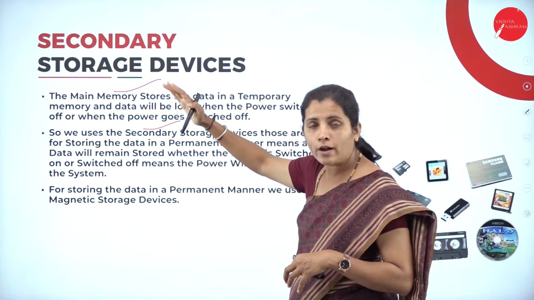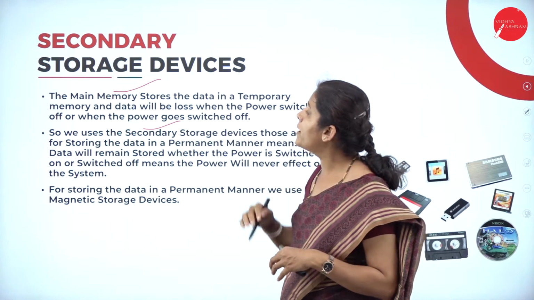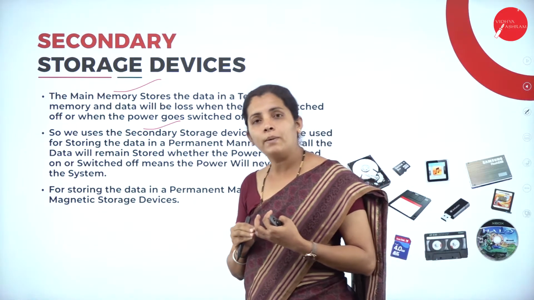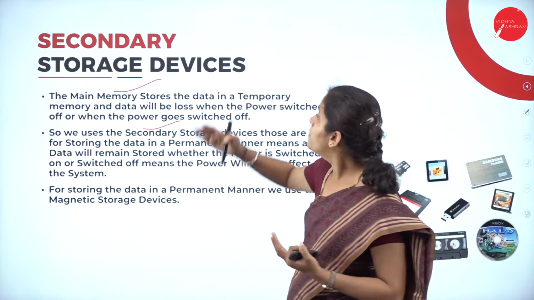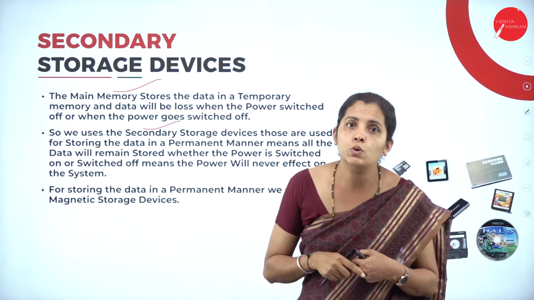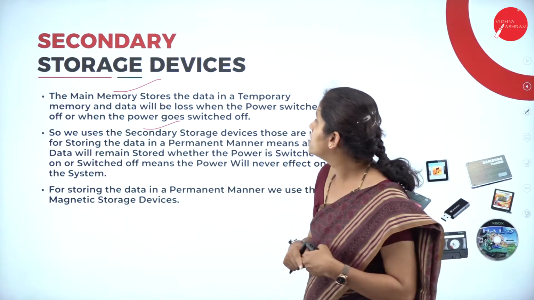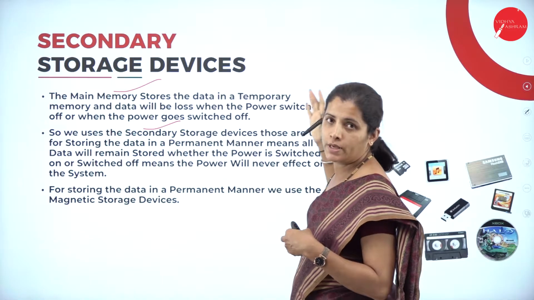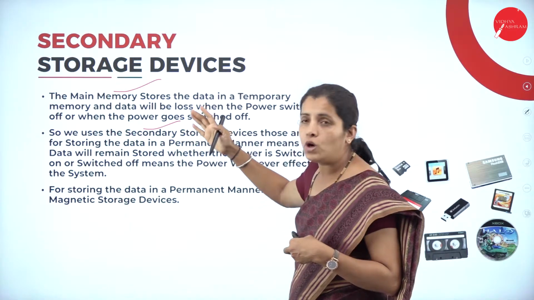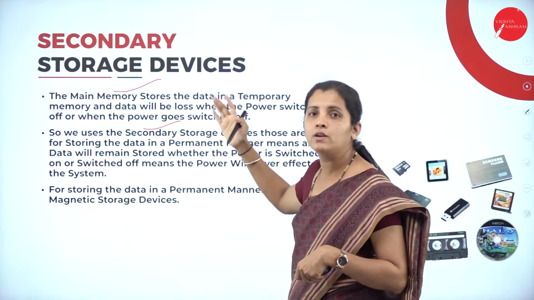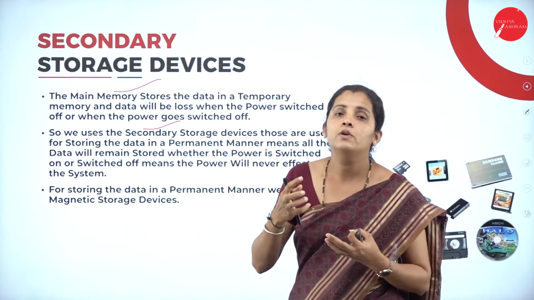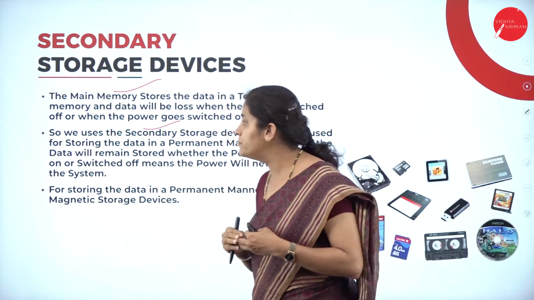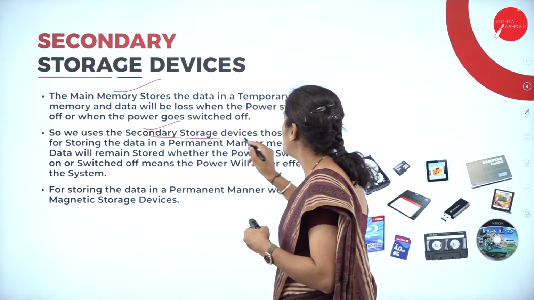What is the drawback of main memory? The main drawback is that main memory is used to store data only temporarily, and the data gets lost when the power is switched off. That means when the power goes off, you are going to lose your data. In order to overcome that problem, we are going to use secondary storage device.